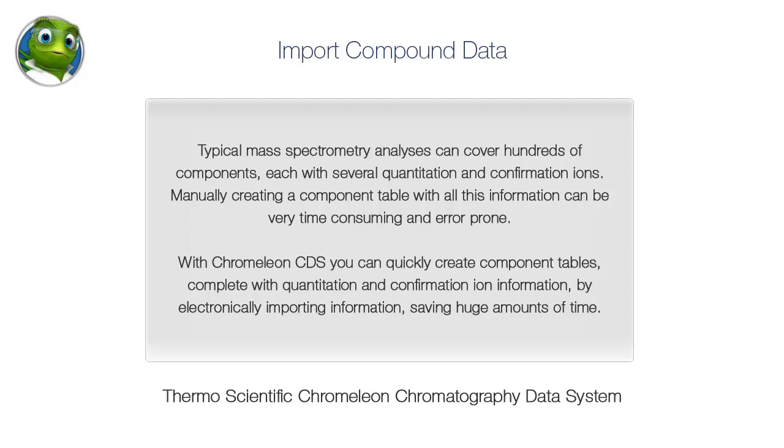Typical mass spectrometry analysis can cover hundreds of components, each with several quantitation and confirmation ions. Manually creating a component table with all this information can be very time-consuming and error-prone. With Chromeleon CDS, you can quickly create component tables, complete with quantitation and confirmation ion information, by electronically importing information, saving huge amounts of time.